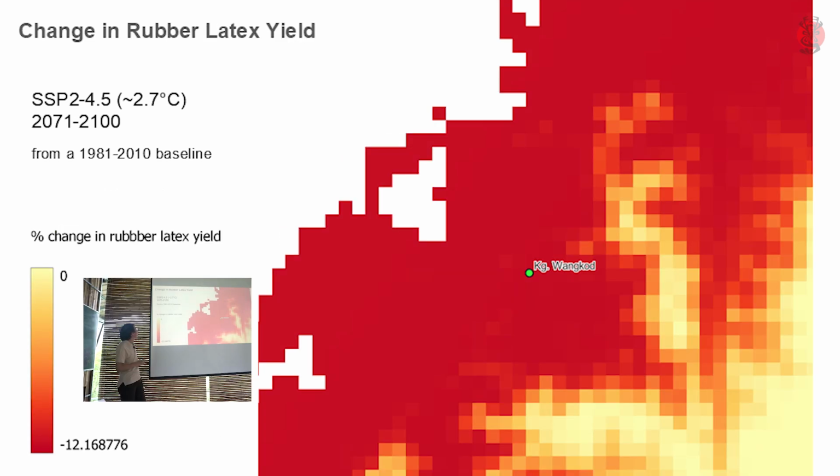And since they are also rubber tappers, in this area we also see maybe around a 10% decrease in rubber latex yield by the end of the century, all in the deep red.